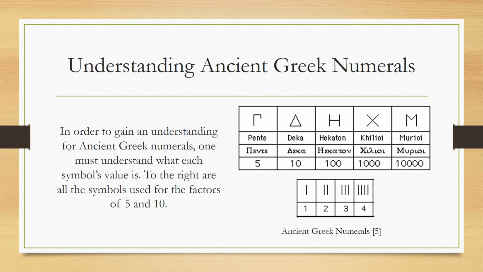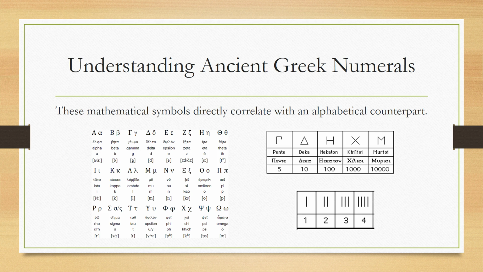In order to gain an understanding of ancient numerals, obviously we're going to need to understand what each symbol's value is. So to the right are all the symbols used for the factors of 5 and 10. So penta is 5, deca is 10, etc., and 1, 2, 3, and 4 are below that. These symbols actually directly correlate with an alphabetic counterpart.